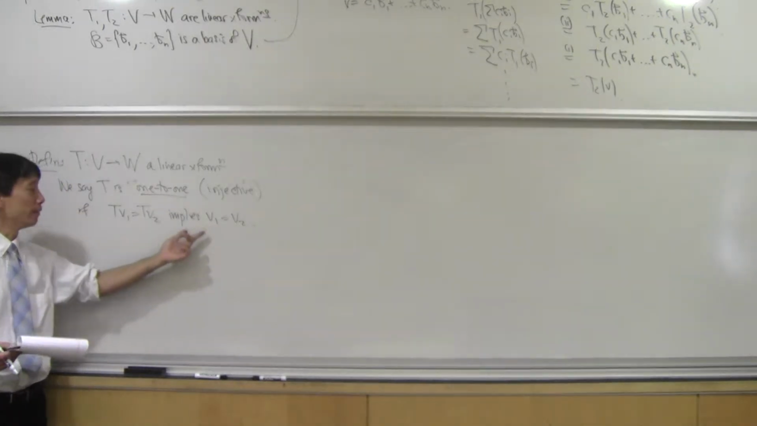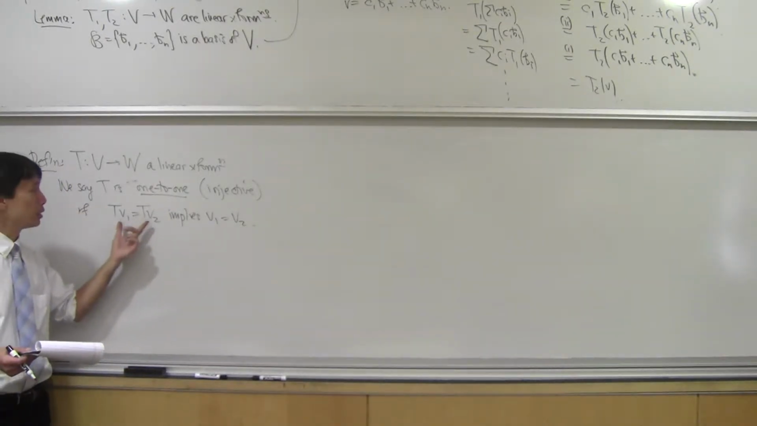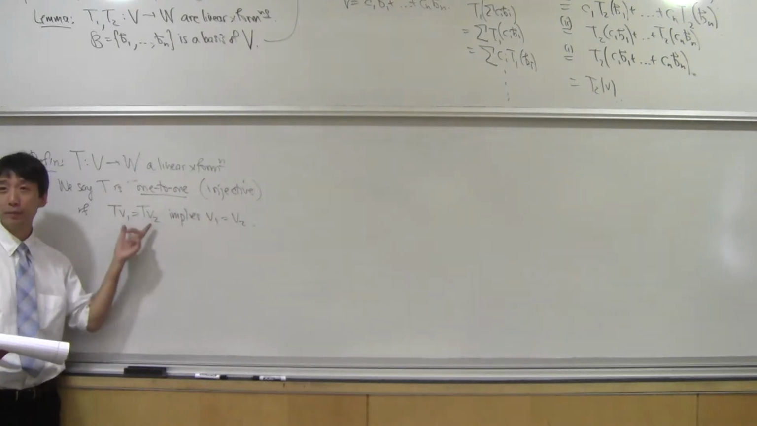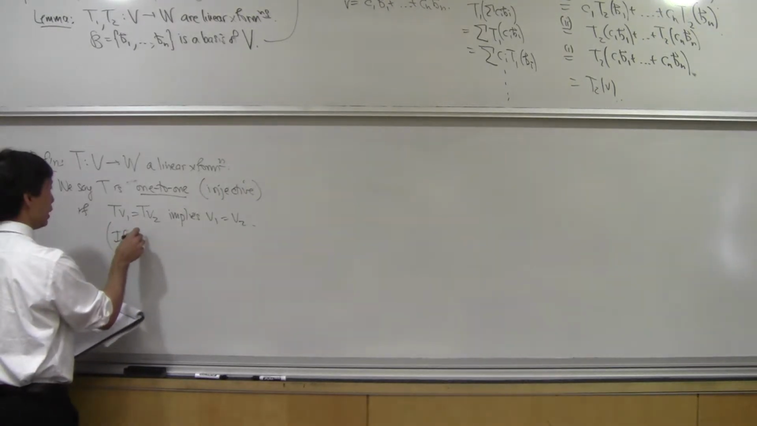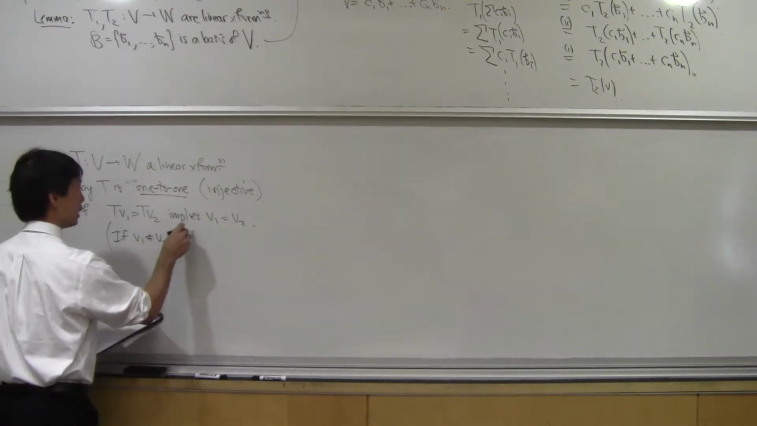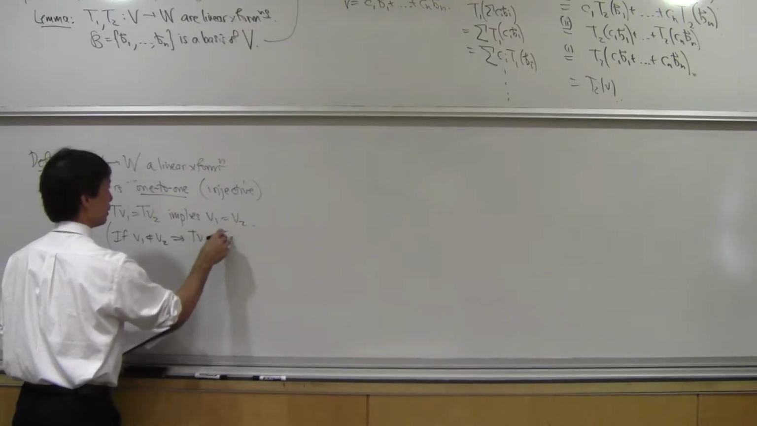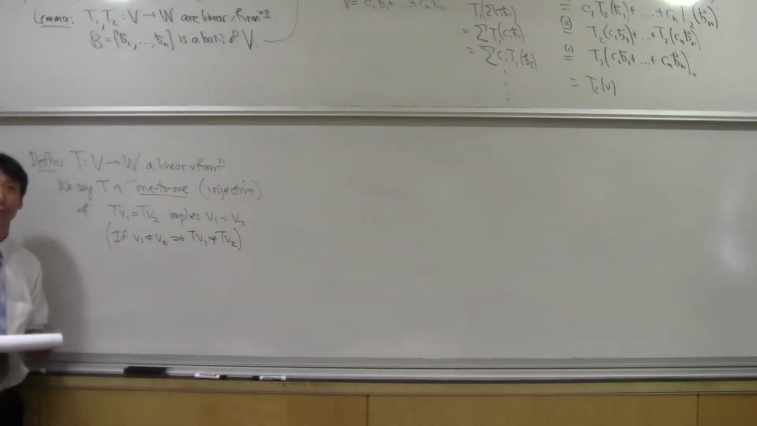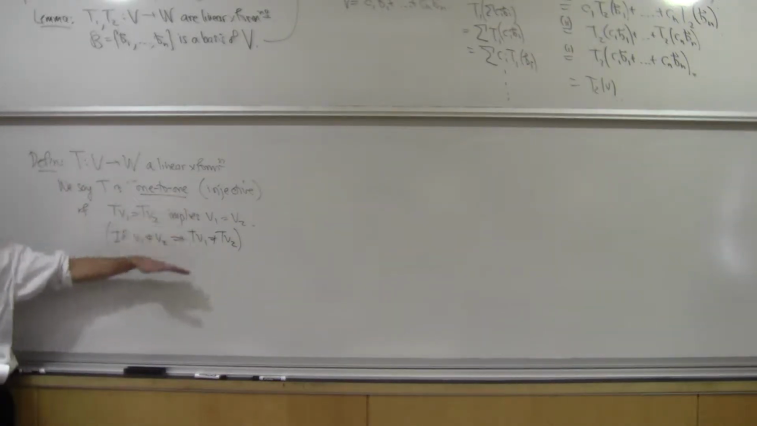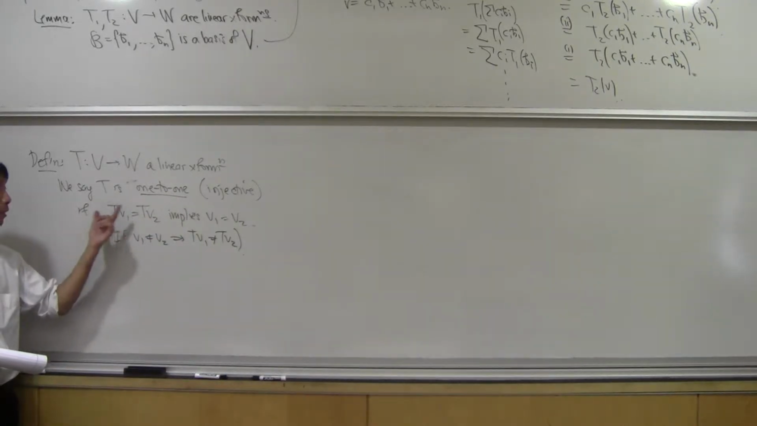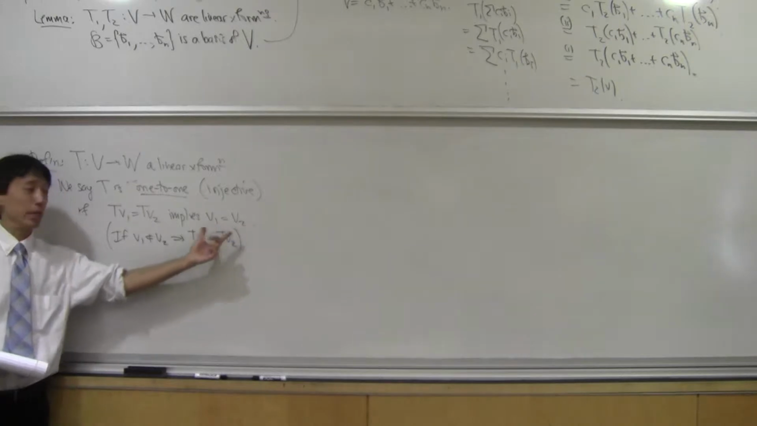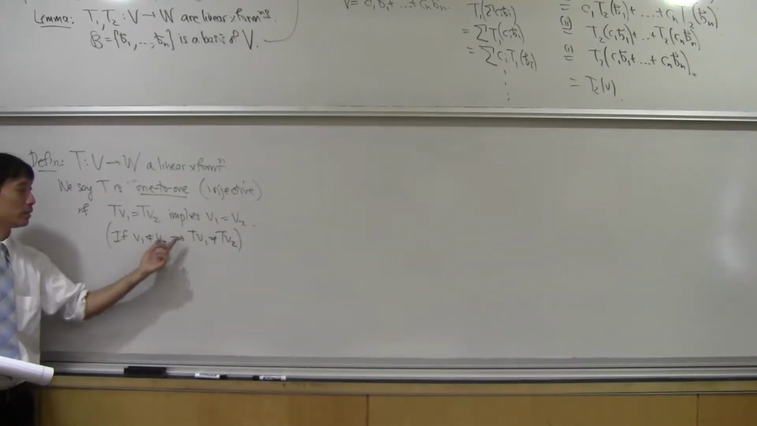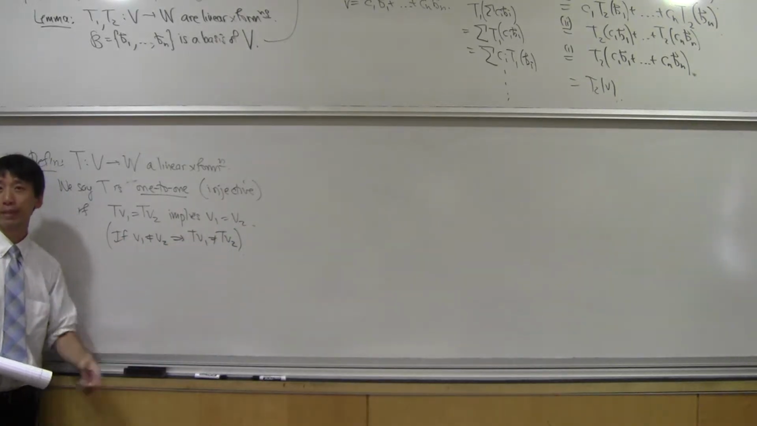Okay. You can't have two different inputs with identical outputs. So another way of saying this is that if V1 and V2 are not equal, then TV1 and TV2 must also be not equal. So that's logically the same thing, right? Whenever the outputs are equal, the inputs must be equal. If you start off with different things, you're going to end up with different things.